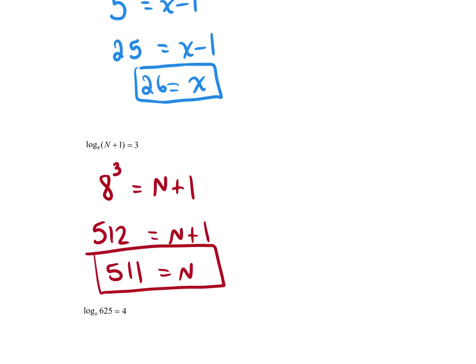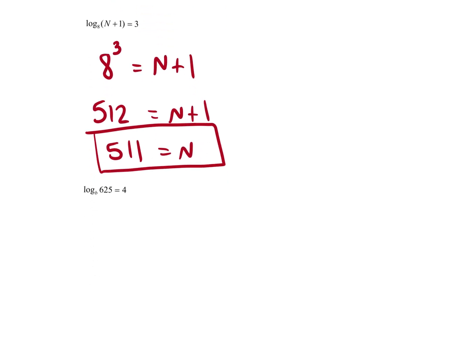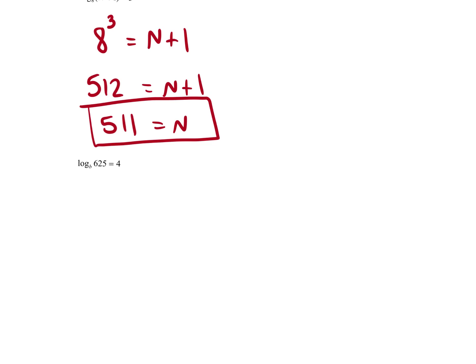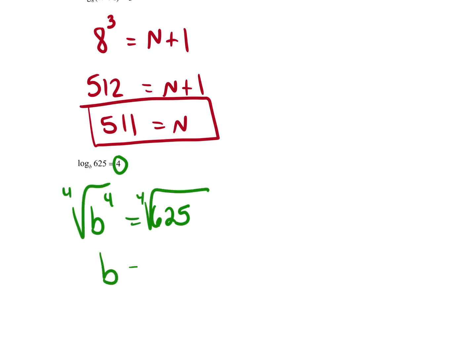So the last one on this one is kind of a little different. The actual variable, what we don't know, is in the base versus in the argument or anywhere else. So if I look at this, we take the base to the exponent. Again, with log, the exponent's always over here, equals 625. So not quite as easy a problem to do, but I can just take the fourth root of both sides. So b is 5, because 5 times 5 times 5, 4 times, is 625.